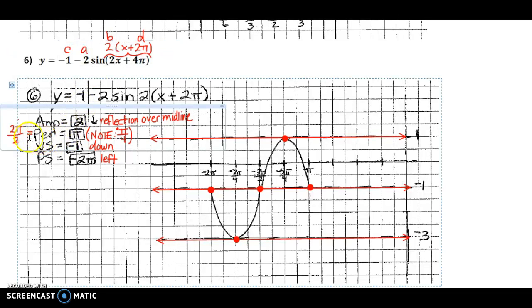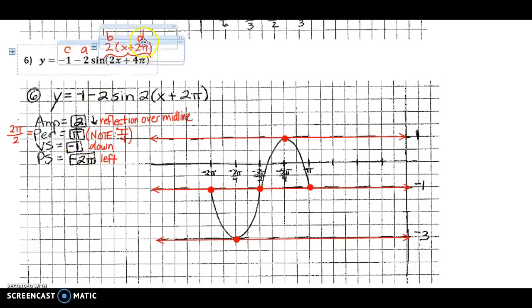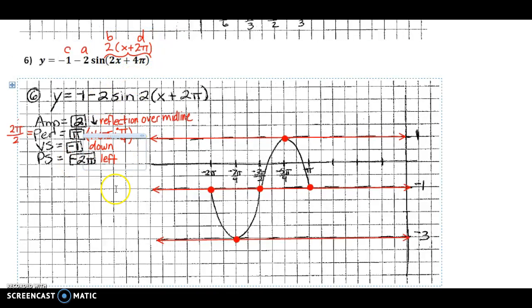The period comes from taking 2 pi divided by the b value of 2, simplify that to pi, and then make a note to yourself that pi over 4 is how far we need to go to get every next important x value. Vertical shift of -1 comes right from the c value, so we're going down 1. And the phase shift, or horizontal shift, excuse me, in this case is left 2 pi after we rewrite that and factor the b value out.